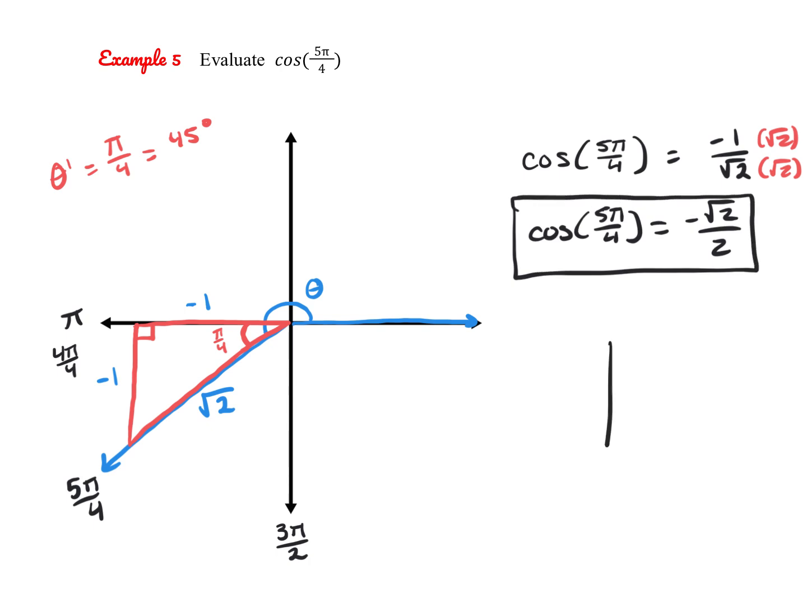And as a double check, all students take calculus. This tells us that only tangent is positive in quadrant 4. So if only tangent is positive, that means cosine should be negative.